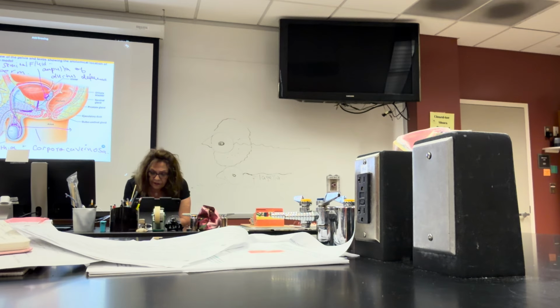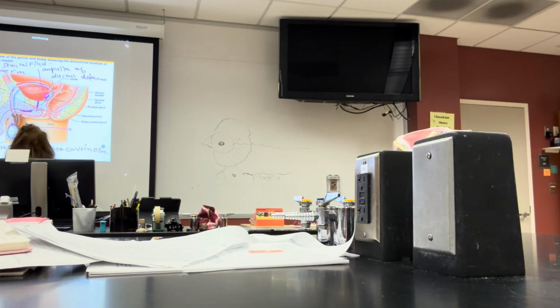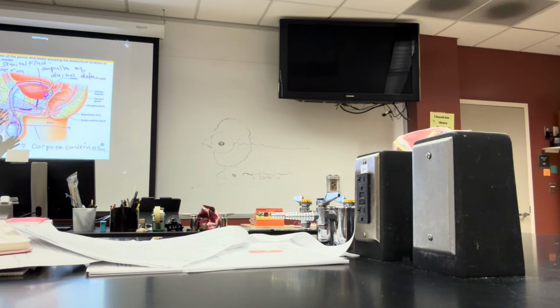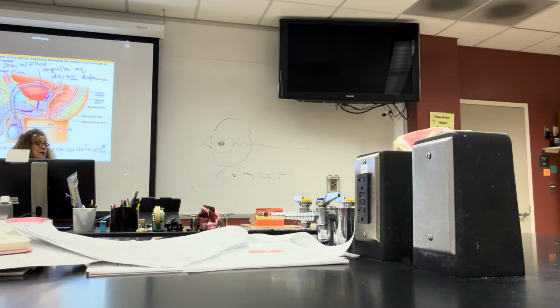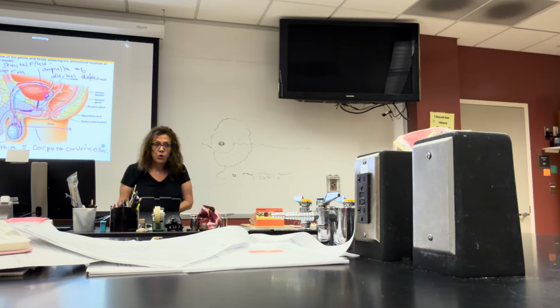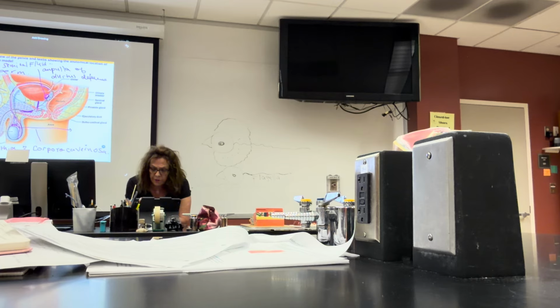That's a pair of them, two of them, one on each side. Now this is a sagittal view. You can see one of them here, and the other one is on this side. And then there is another structure called corpus spongiosum.